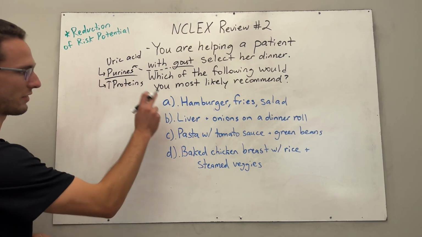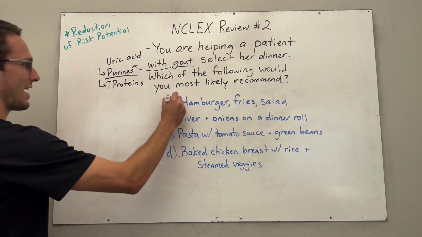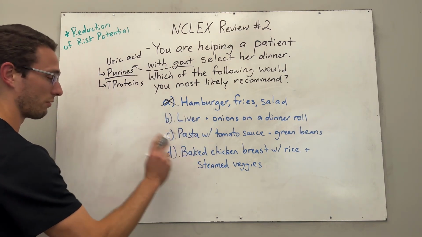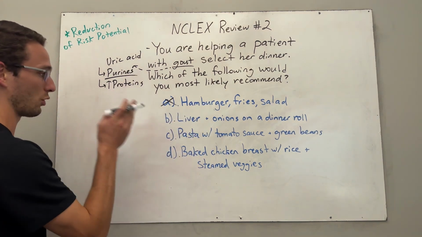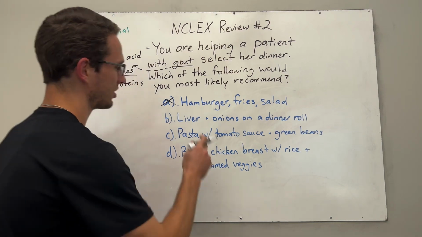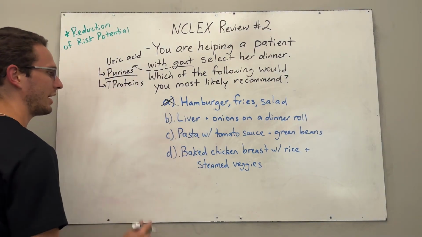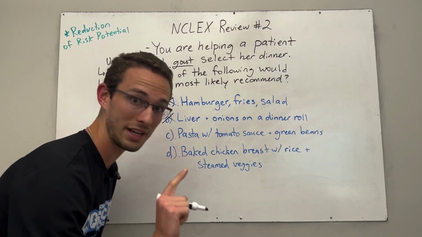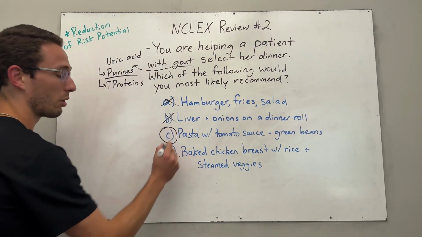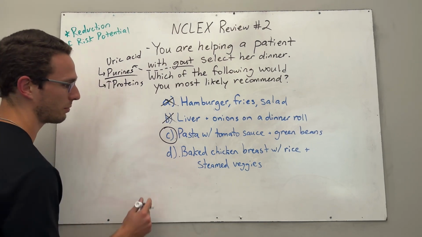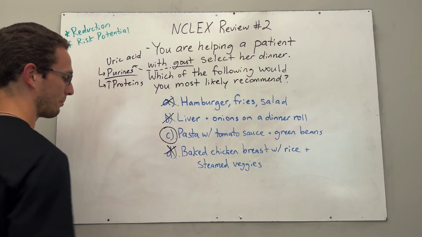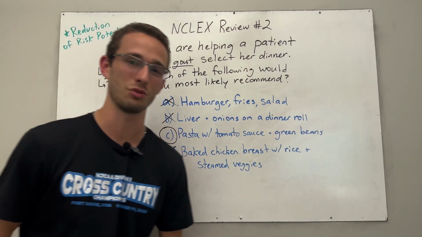So in the first one, we've got a hamburger, fries, and salad. That's not going to be good. Hamburgers have a lot of protein. Second one, liver and onions on a dinner roll. First off, I think this would be clinical malpractice to even recommend liver and onions, but because liver is primarily protein, we're not going to recommend this. Pasta with tomato sauce and green beans. This would be a very good one to choose, a little lower protein content. And then last one, baked chicken breast with rice and steamed vegetables. Once again, we get the chicken breast, so high in protein, we would not want to recommend that. So the correct answer would be C.